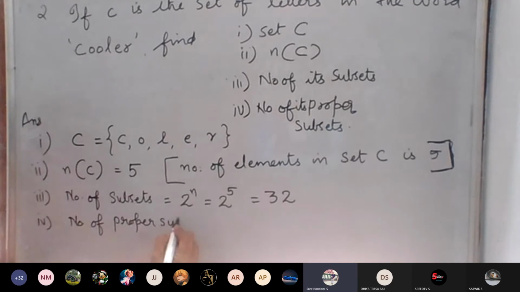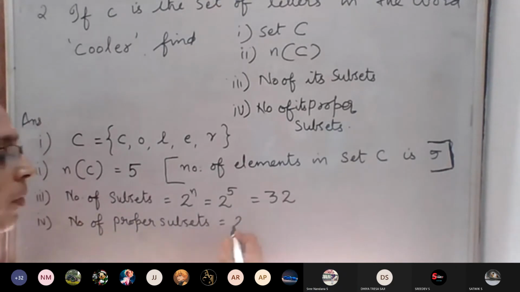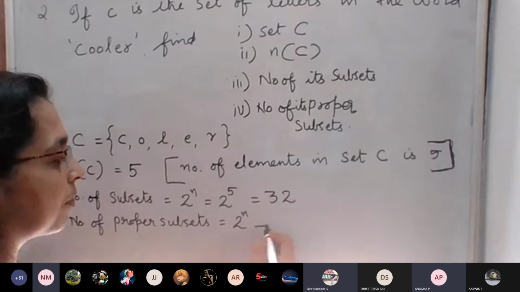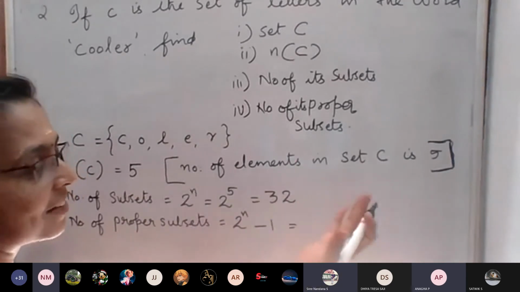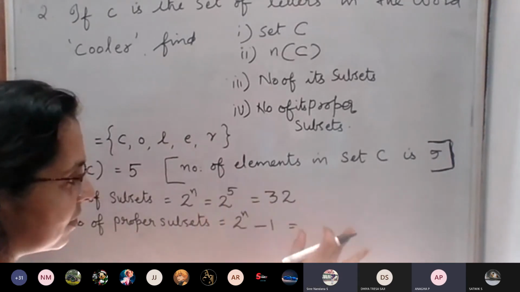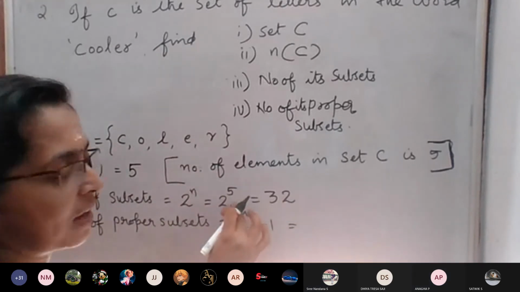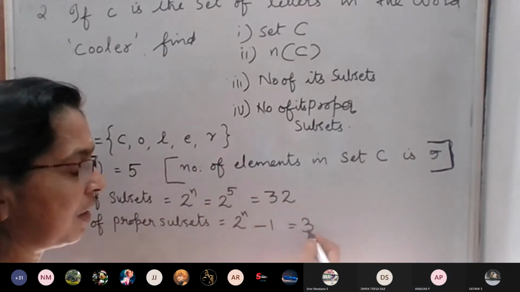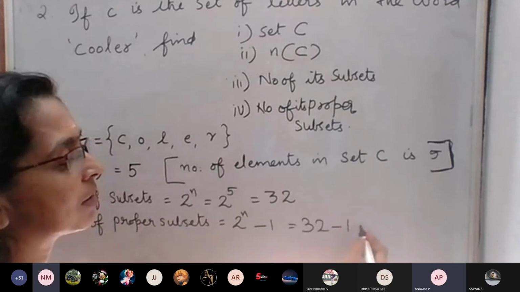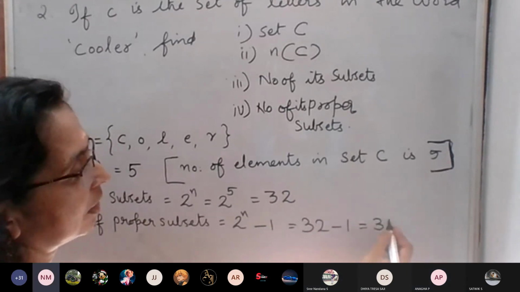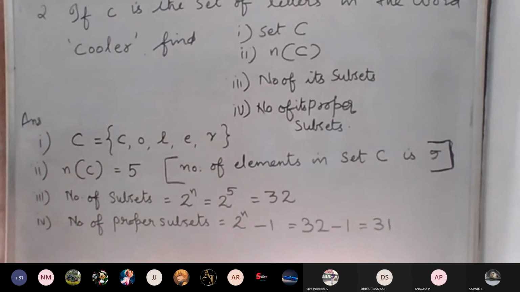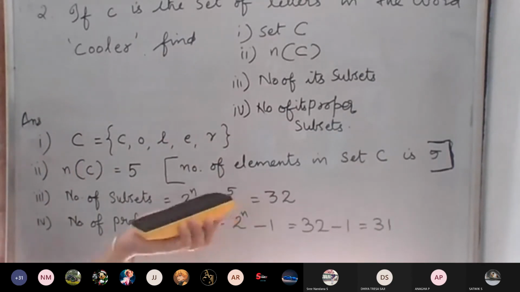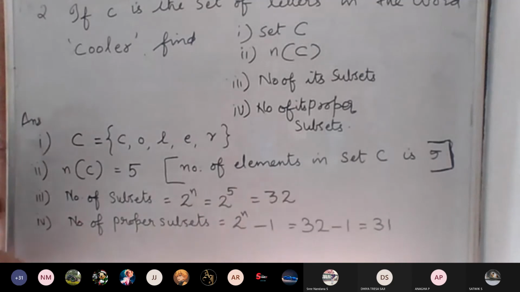Next, the number of proper subsets. The formula is 2 raised to n minus 1, so 2 raised to 5 minus 1. You can directly write 32 minus 1, equal to 31. If needed, you can write 2 raised to 5 minus 1, which is 32 minus 1. Not compulsory; 31 is enough. Is it okay? Yes, ma'am.